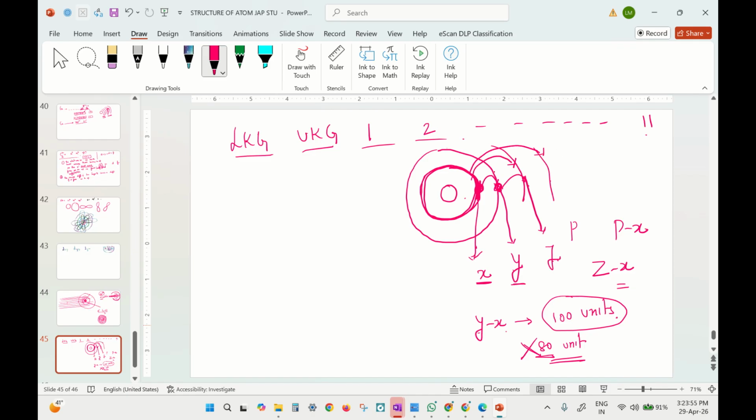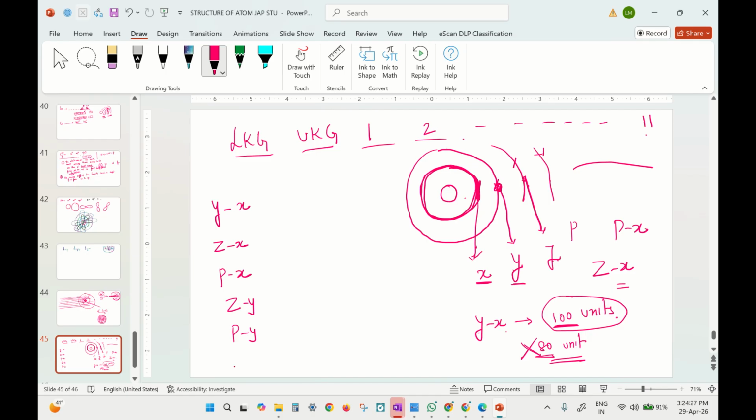Or from second to the third, or from third to the fourth, or second to the seventh, or from fifth to the seventh, and so on. But there is no possibility of the electron absorbing energy less than these values. So we are able to define the possibilities: the electron can absorb Y minus X, or Z minus X, or P minus X, or Z minus Y, or P minus Y.